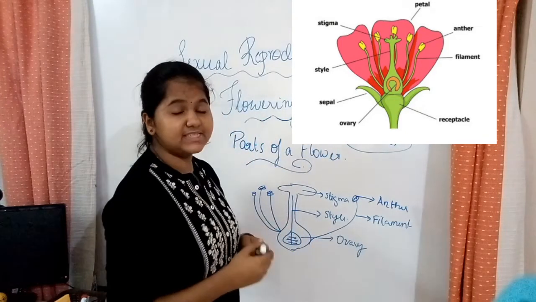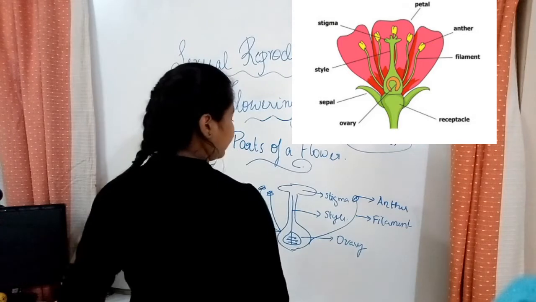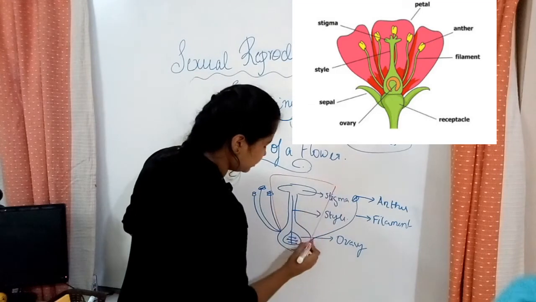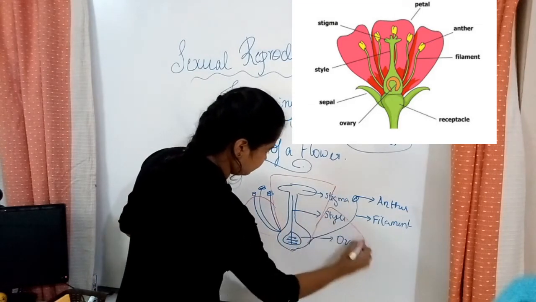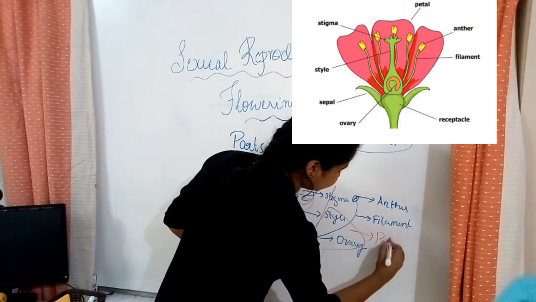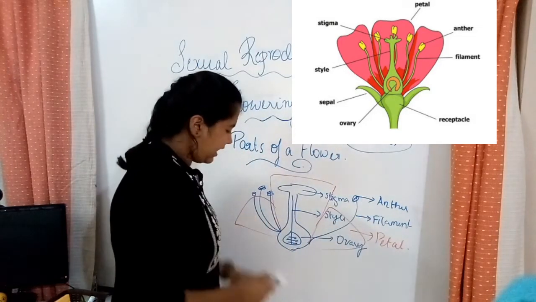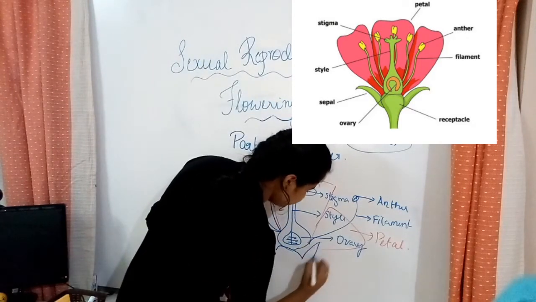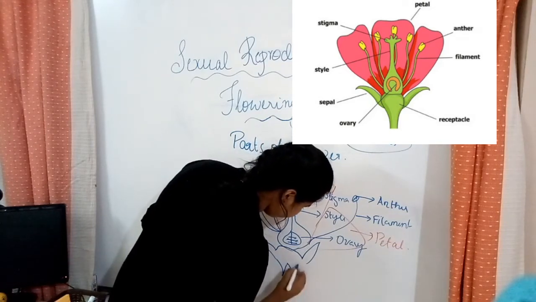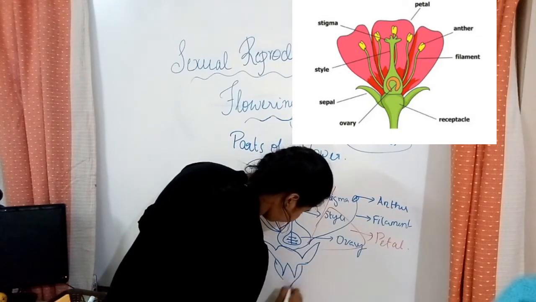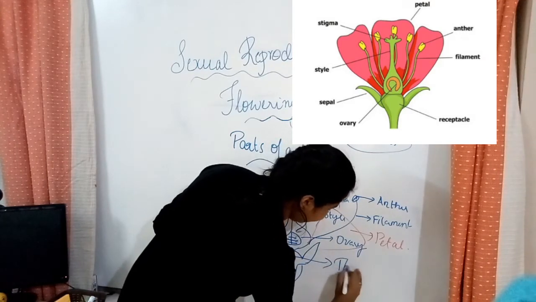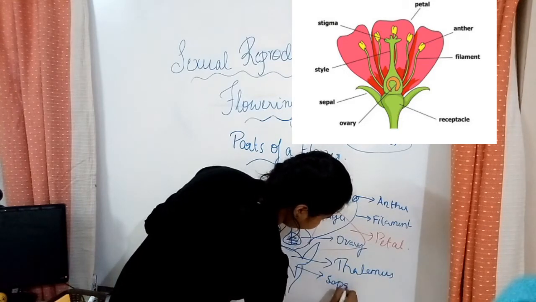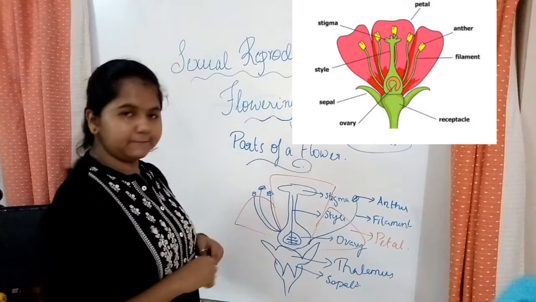And we know there's a colorful thing around the flower. What is the colorful thing? That is the petals. It's a rough sketch, and this is the petal. Then this ovary is attached to the thalamus. This is the thalamus. Okay, and this is the sepals.